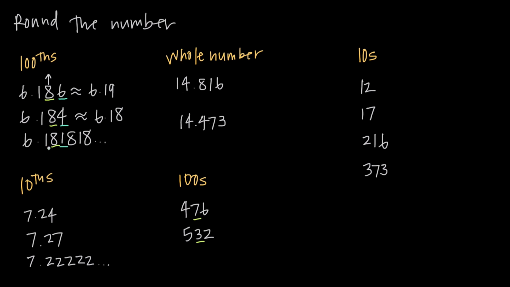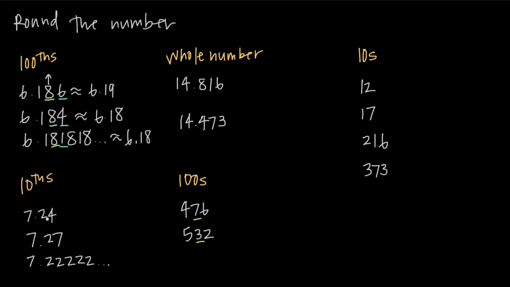So if we have 6.181818 repeated on forever, and we want to round to the hundredths place, we still just look at the number that's in the hundredths place, find the number to the right of it, that's 1. Since 1 is less than 5, we round down, and this is approximately equal to 6.18. Keeping the number in the hundredths place, the 8, the same because we rounded down.